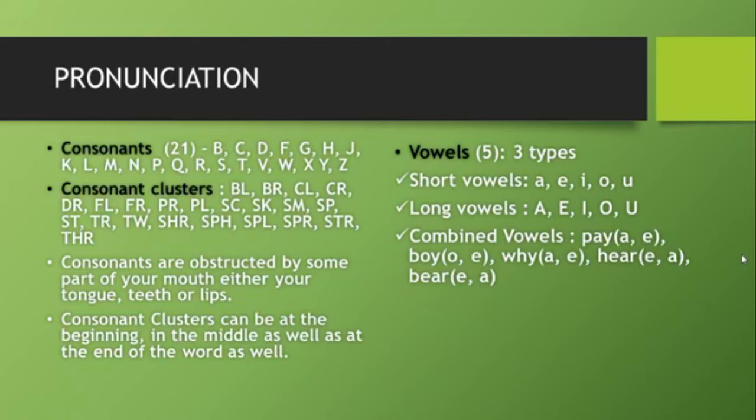Vowels, how many types of vowels are there? Short vowels, long vowels and combined vowels. Short vowels जिसमें मात्रा की आवाज आती है: a, cat, e, pen, i, in, o, on, u, bus. Long vowels a, e, i, o, u. Combined जहां पर जब आवाज जो है दो वावल्स की आ रही हो: pay, boy, why, here, ear, beer. So this is the sum of this slide, which consists of pronunciation.